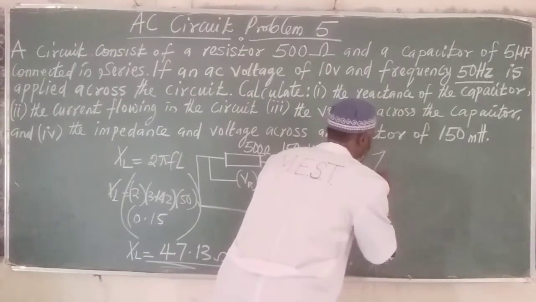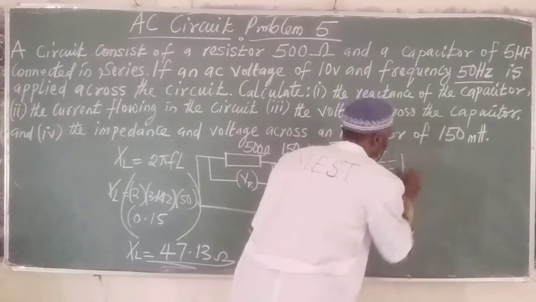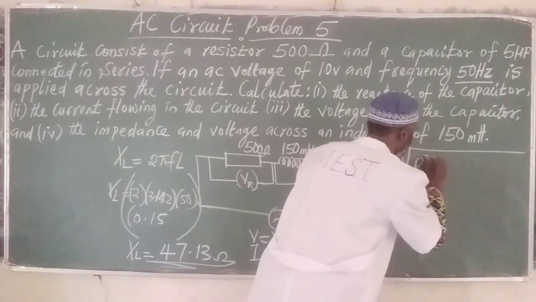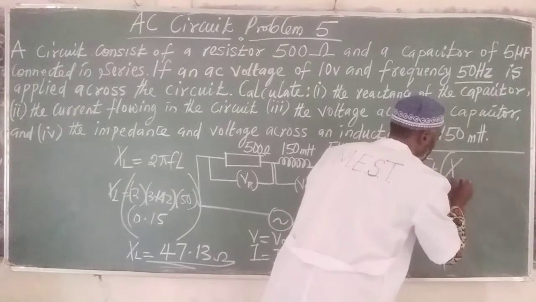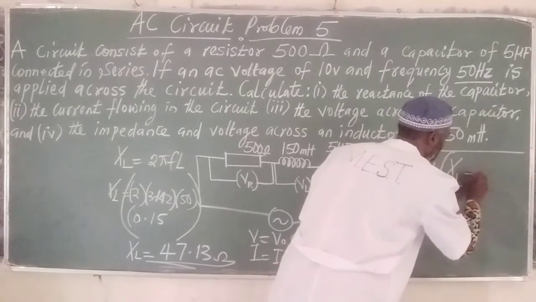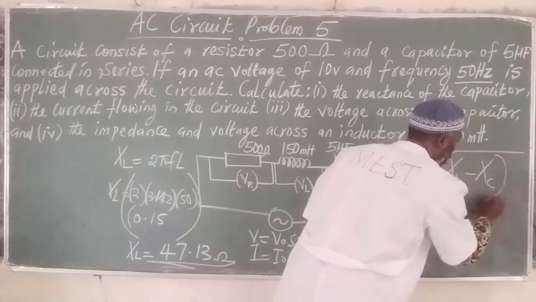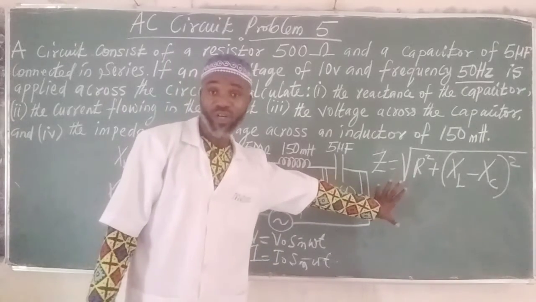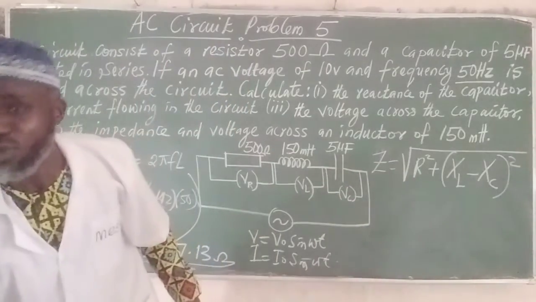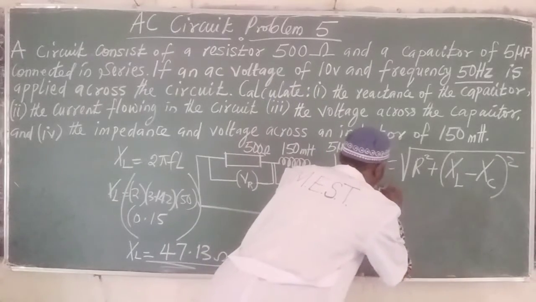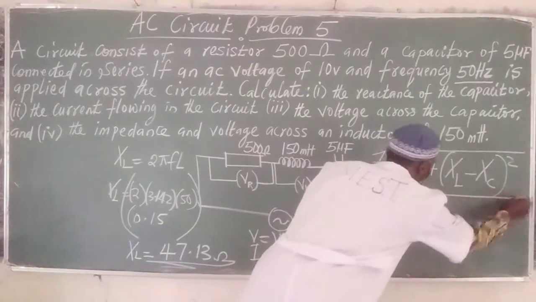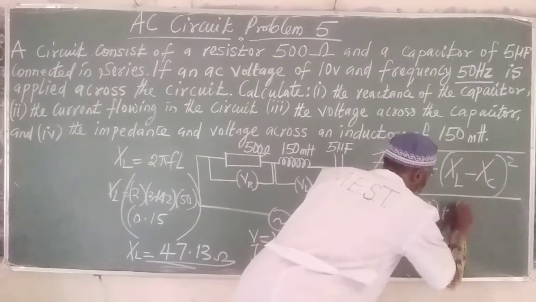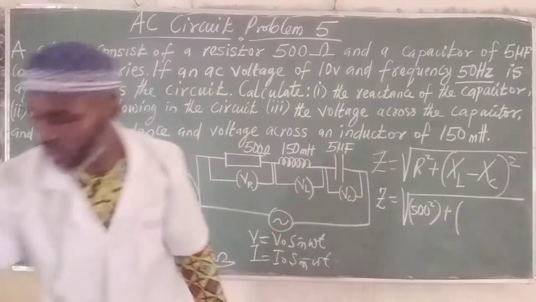So impedance is given as Z is equal to root of R squared plus brackets inductive reactance minus capacitive reactance, all squared. So that is it. Check that. If we understand this, we substitute. So let us not waste any time. We substitute. Z is equal to root of 500 squared, bracket close, plus. Okay? We move on.